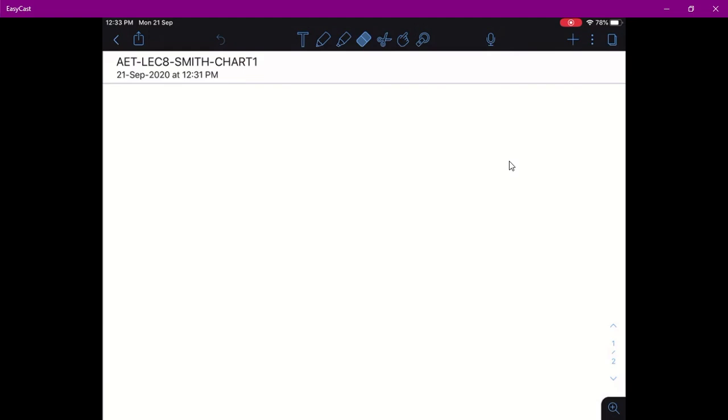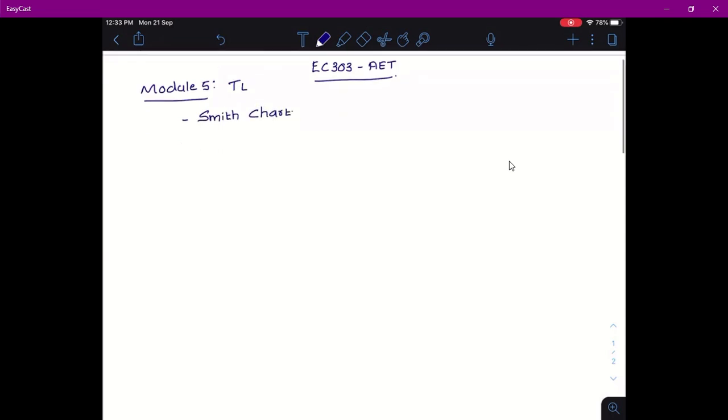Hi all. So we are continuing with our course EC 303 Applied Electromagnetic Theory, and we are starting module number 5 of transmission lines, and basically this module deals with a special tool called the Smith chart. So in this lecture we are going to look at the construction of Smith chart.